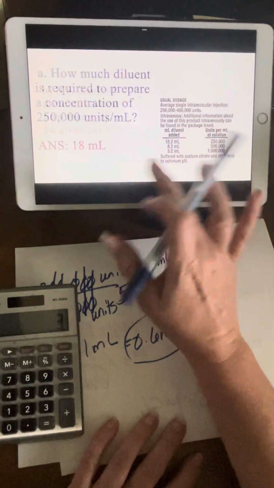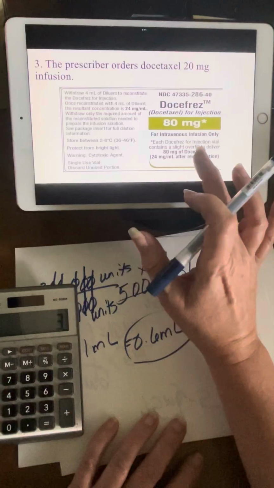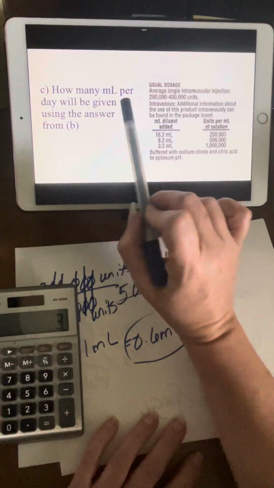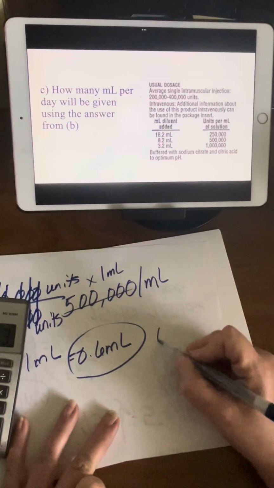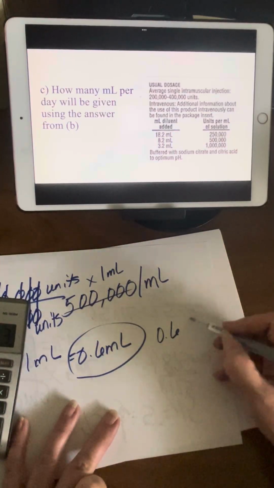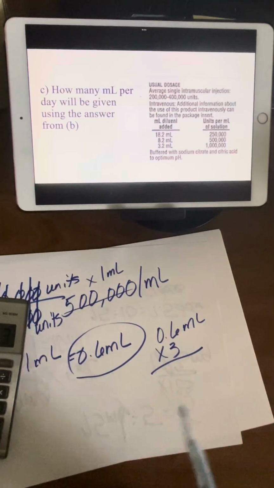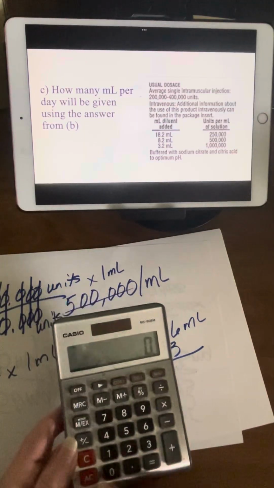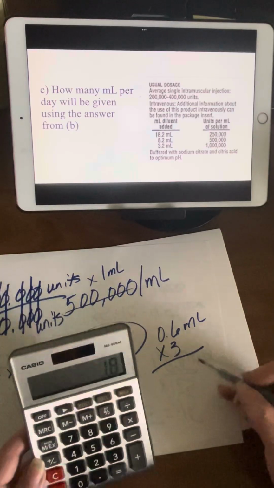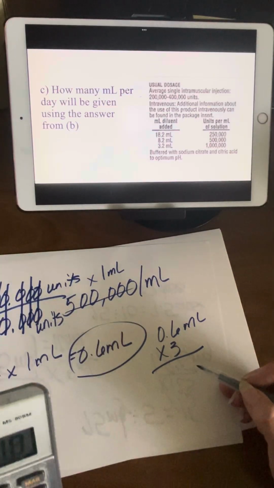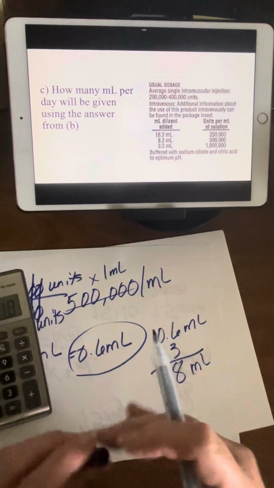And so this question said, how many milliliters per day will be given? If we're given 0.6 milliliters per dose, and he's going to get it 3 times a day. Look, don't trust your brain. Get your calculator. 0.6 times 3 equals 1.8 milliliters is what they will get.